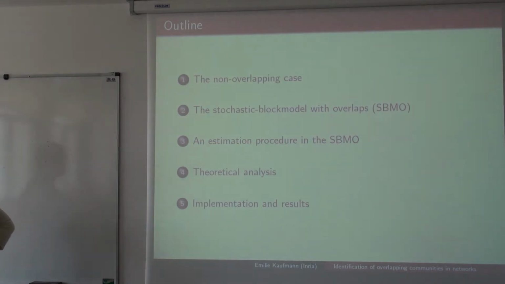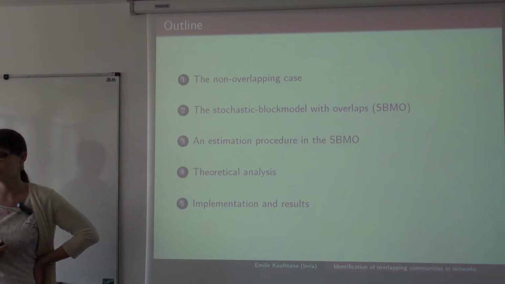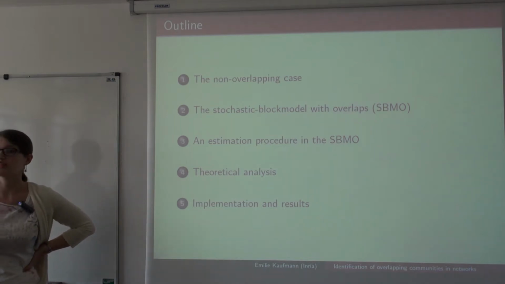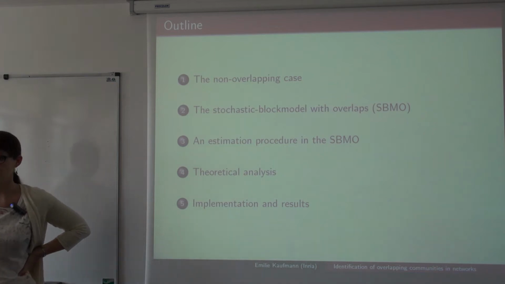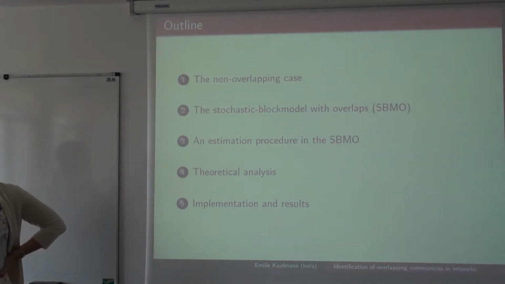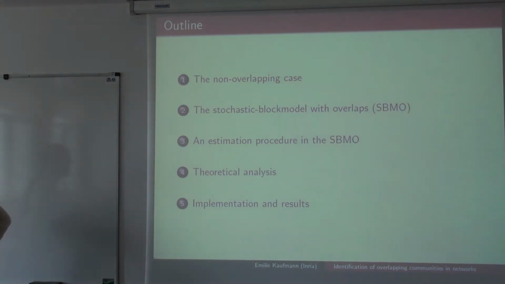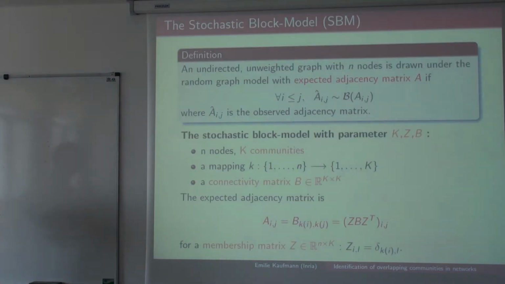First, I will review what happens in the non-overlapping case. Especially, I will introduce an important random graph model called the Stochastic Block Model and explain, using this model, what the spectral algorithms are. Then I will extend this model to the stochastic block model with overlaps and present the estimation problem that we are looking at, with overlapping communities, and then the way we solve it with an estimation procedure. Then I will provide consistency results for the proposed algorithm, as well as an evaluation on simulated and real-world networks. So, what is the stochastic block model?